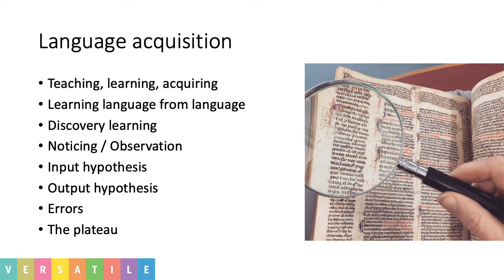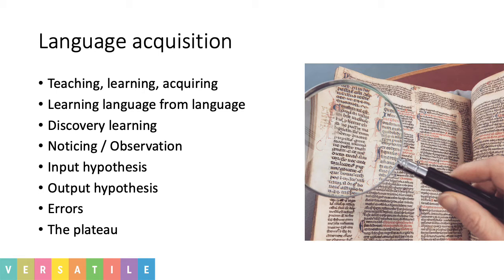The input hypothesis plays a big role in this, because working with text, that is input. And the output hypothesis is also important. This is where we notice our gaps when we're actually producing language, when we're speaking and writing. The role of errors is always important because they're very good markers of progress, and they're also great sources of learning. They're a great stimulus to learning, our awareness of errors.